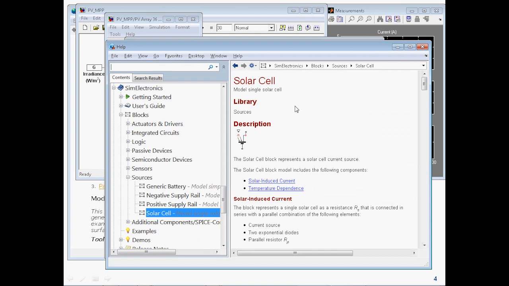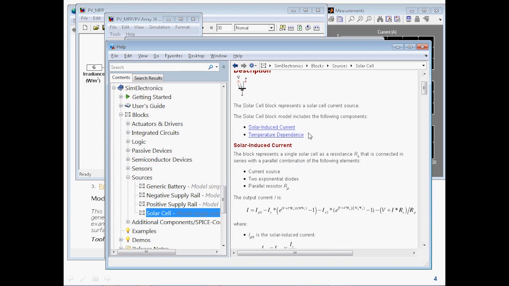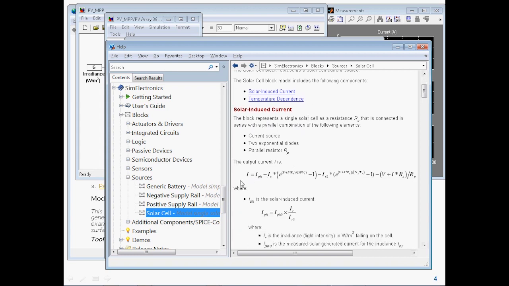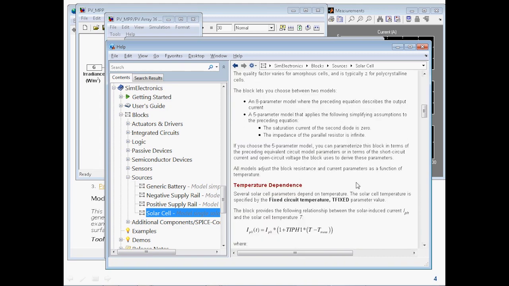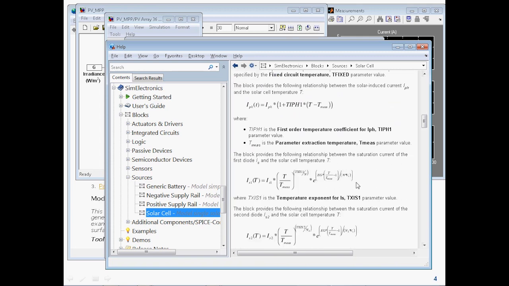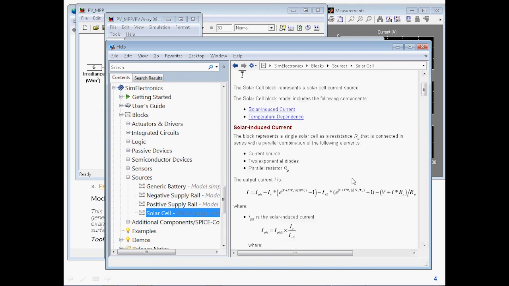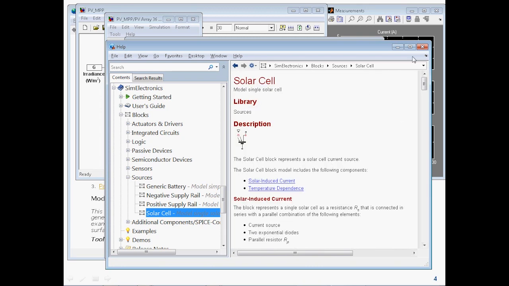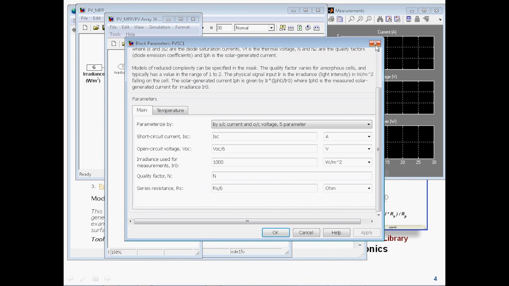If you click on that help button, it will take you to the documentation corresponding to that particular block. There's an explanation of what the block does. And if you notice here, there is that double diode implementation. I have used just a single diode implementation for my mathematical model over there. But here's the basic equation, and there's an explanation of how the temperature dependency is modeled. And there are even examples at the bottom, probably. Let me just close this, close that.